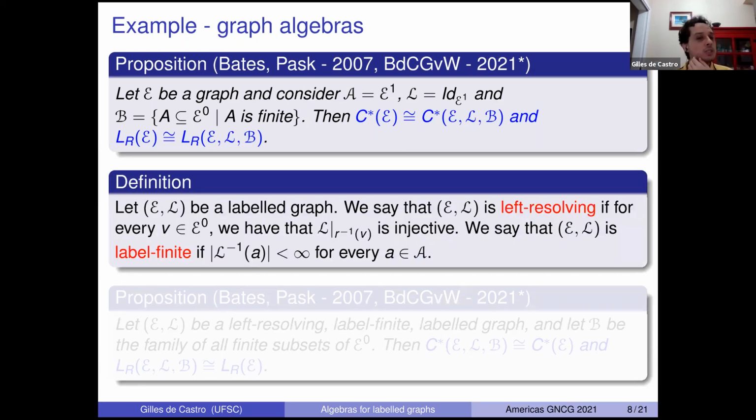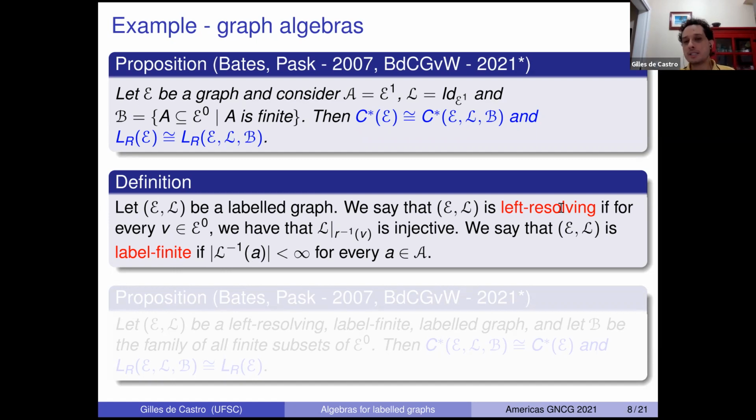And we can have some kind of converse. There are some sufficient conditions where, if you start with the labeled space, we get the algebra of the graph. So we have these two conditions. The first one is left resolving. This means that whenever you have two edges arriving at the same vertex, they need to have different labels, so this restriction is injective. And this other condition: the labeled graph is label finite if there's only a finite amount of edges which have the same label A. So for each A, there's only a finite amount of edges which can have that label.